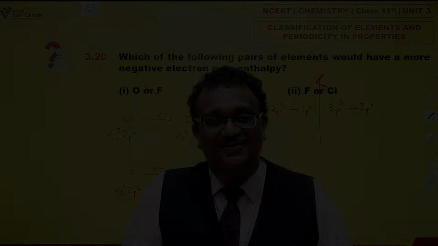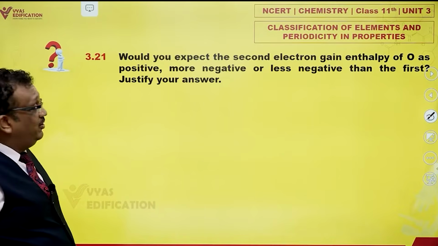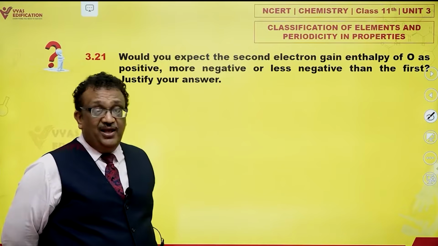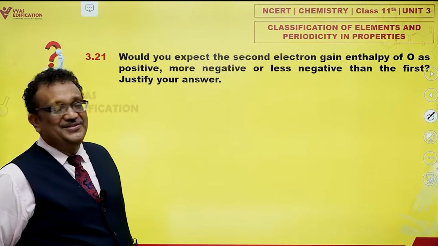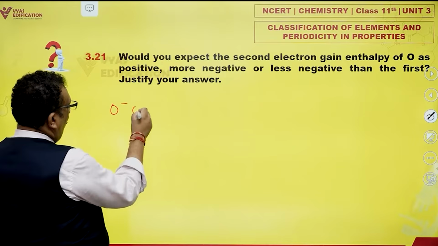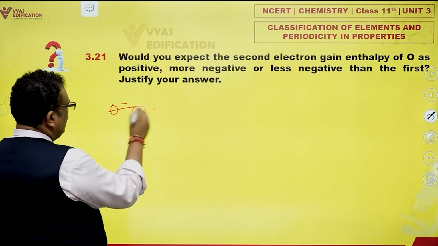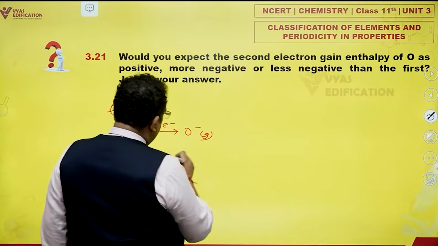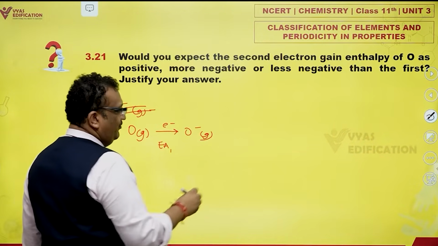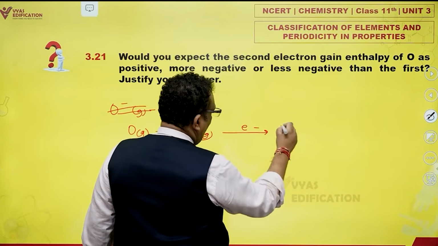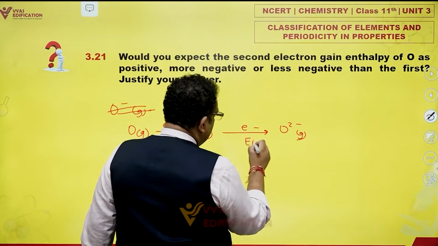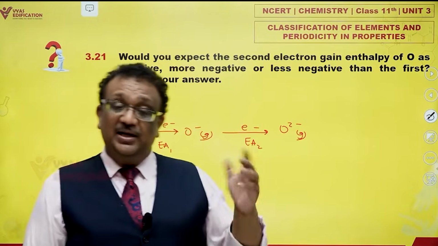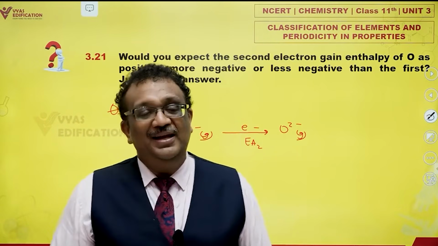Would you expect the second electron gain enthalpy of oxygen as positive, more negative, or less negative than the first? Justify your answer. Very interesting question. First you have O gas giving you O minus gas on gaining an electron. This is electron affinity, the first electron affinity. And then you have O minus gaining one more electron to form oxide ion. This is the second electron affinity. Is the second one more exothermic, less exothermic, or even endothermic?